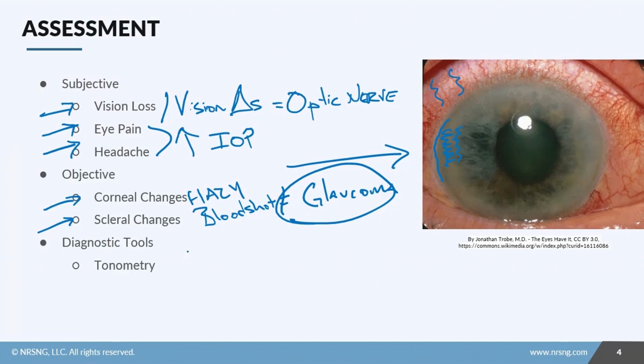The way that we will actually differentiate that is by using some diagnostic tools like tonometry. Tonometry is a fancy word for a measurement of the pressure. The thing that you need to know is that the measurement is normally 10 to 21 millimeters of mercury.